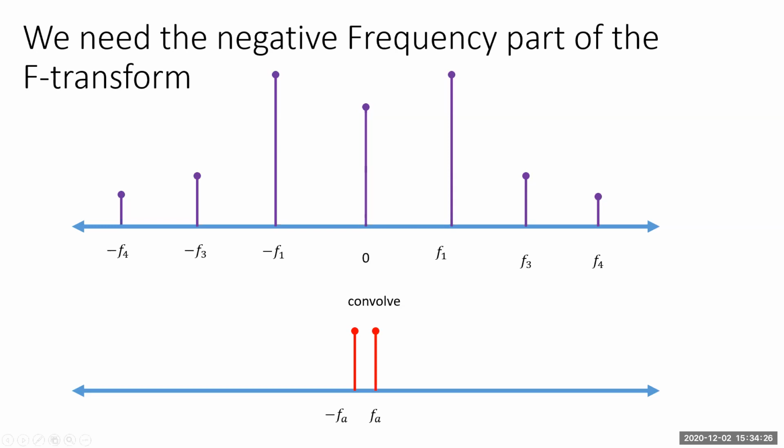That should be 5. All right, but the shape looks like a pulse width. So now what I'm going to do is convolve this.